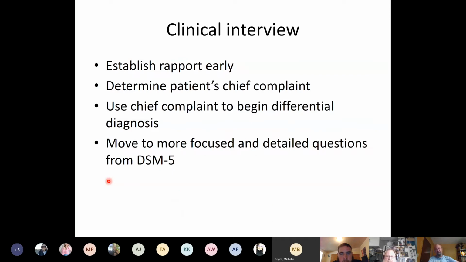So this is all from your textbook. This is how you do an interview. These are sort of nice techniques. You establish rapport, ask why they come, what brings you here today. And we'll do a little bit of that coming up. I'll stop sharing screens. And then you use that chief complaint to start your differential diagnoses. We already started some of that, I suppose. Then you move forward to the detailed questions of the DSM-5.